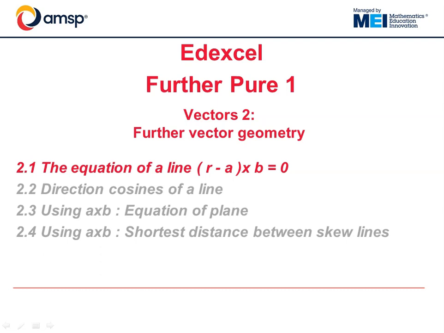This is a recording for Edexcel Further Pure 1. Further Vector Geometry, Section 2.1, the equation of a line: r minus a, cross b, equals 0.